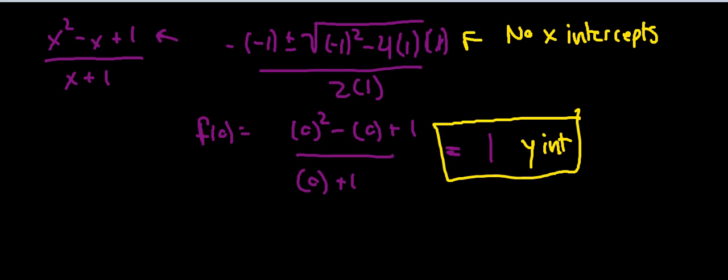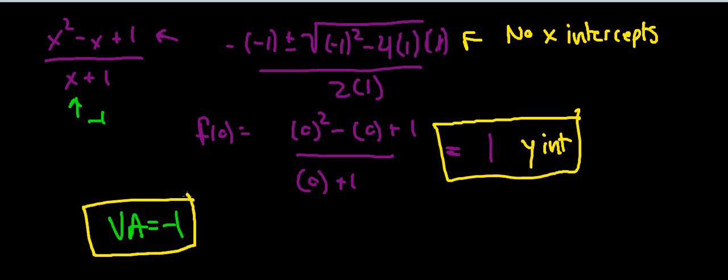So now that we found that there are no x-intercepts and that the y-intercept is equal to 1, let's look at the vertical asymptotes. A vertical asymptote is anything that's going to make this denominator equal to 0. So we can see that minus 1 is a vertical asymptote. The vertical asymptote is at minus 1. So that was simple enough.